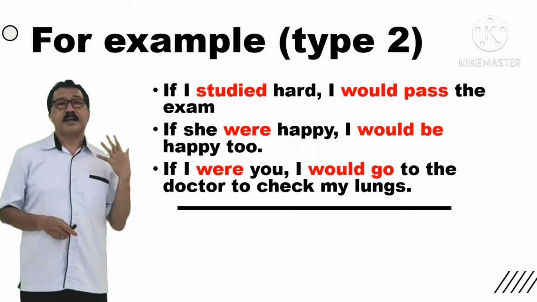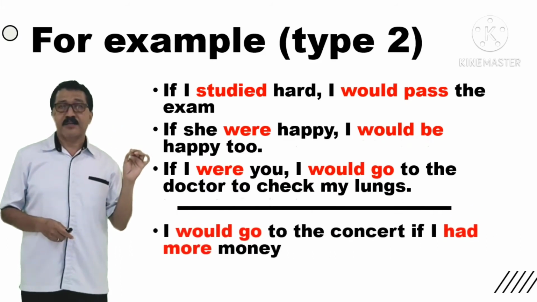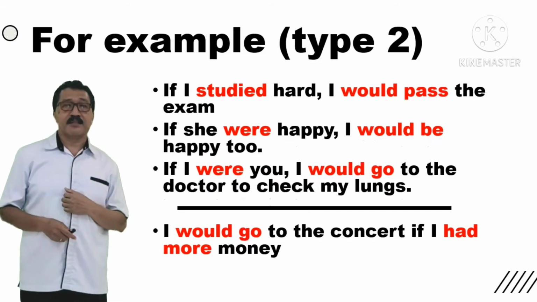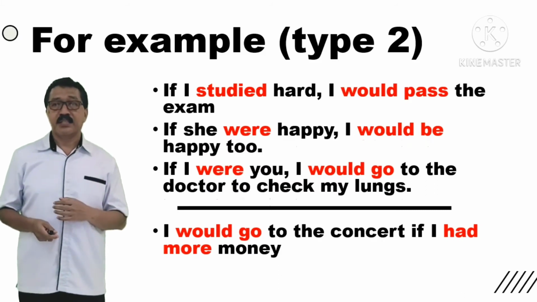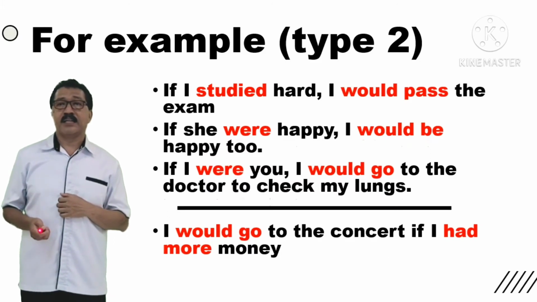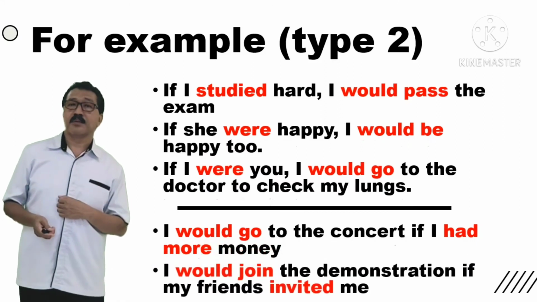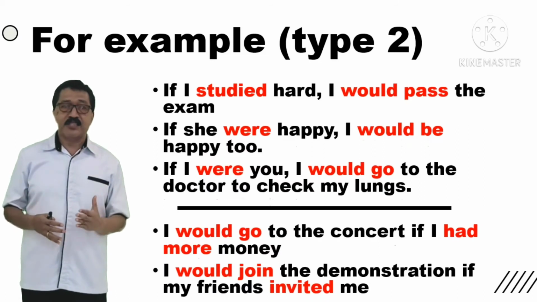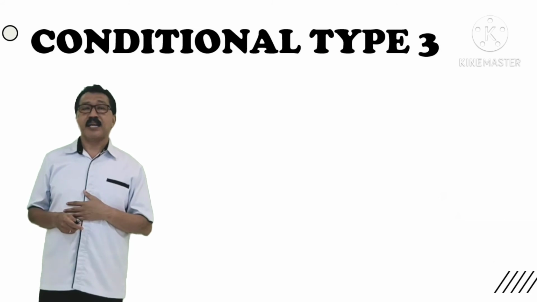Here you put the subclause with if in the first sentence. But now you put the subclause after the main clause. Look at the sample. I would go to the concert if I had more money. Look, there is no comma after the main clause. There is no comma. And I would join the demonstration if my friends invited me. So these are samples of type 2.